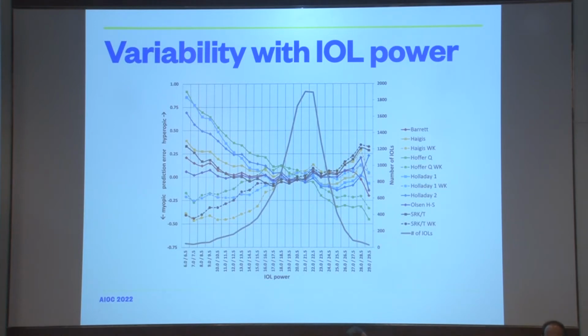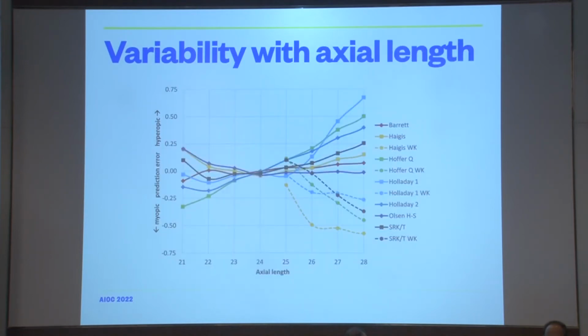We want a straight line more or less across the board, whether it's a very hypermetropic IOL power or a very myopic IOL power which is used. And here you found out that more or less the red line, which is Barrett, as well as the purple line, which is the Olson, fared very well. Variability with axial length, which is my core topic. Again, you can see the flat line, more consistency, is with the Barrett again, and the Haigis without the Wang modification fared very well.